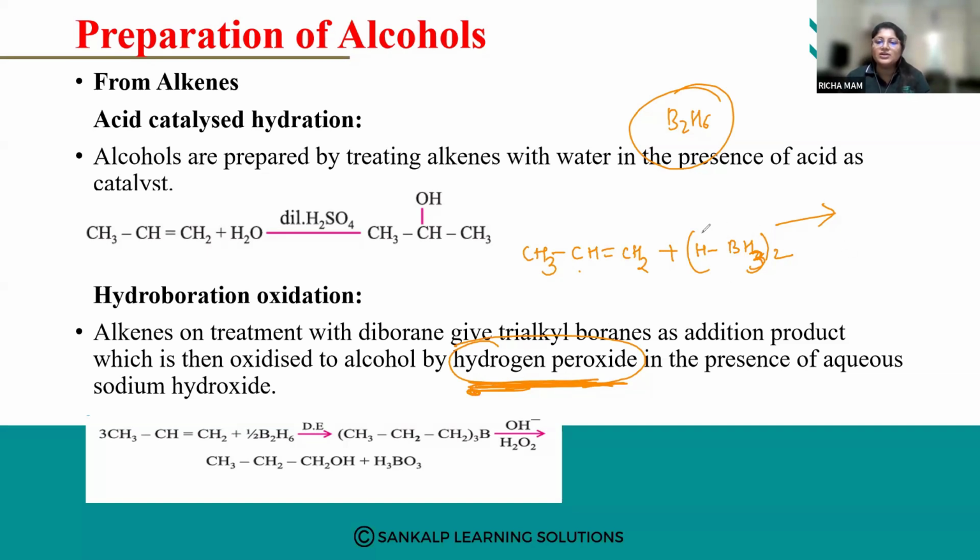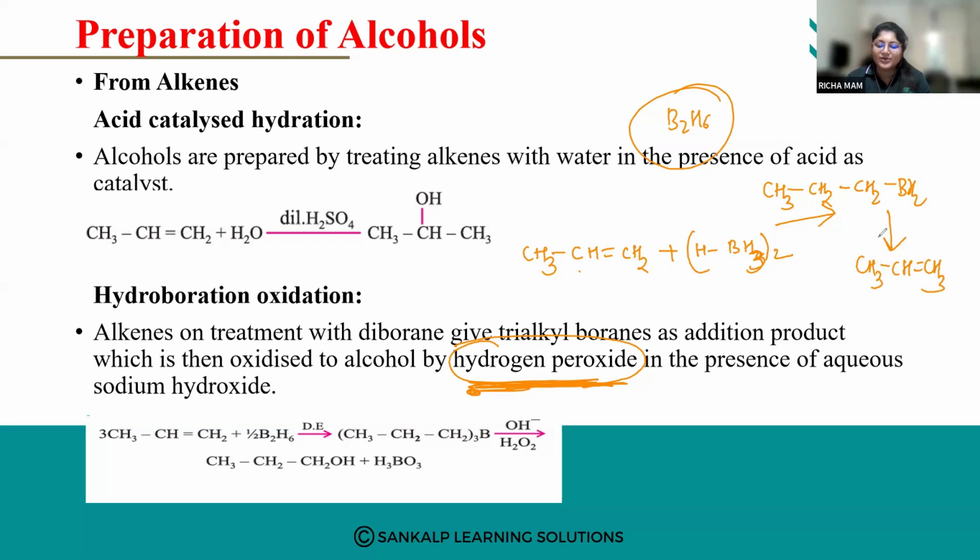So what will happen? The hydrogen will be added to the carbon with the least number of hydrogens. So what I'm going to get is CH3 CH2 CH2 BH2. So this is the answer. Now further, with this I'm going to react one more molecule of your alkene, that is CH3 CH double bond CH3. Guess what I'm going to get here.